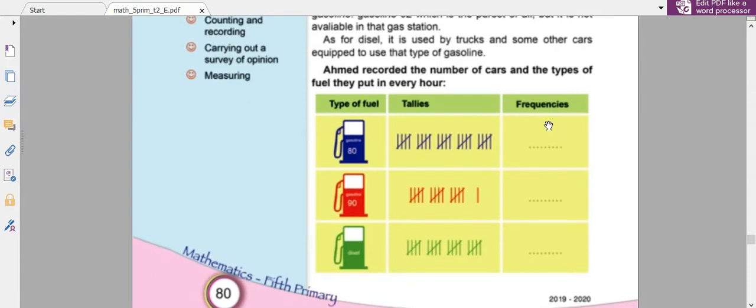So the frequencies here is collecting data by numbers. So we will translate these tally marks to numbers. We can see that this group has 5, so 5 and 5, 10 and 5, 15 and 5, 20 and 5, 25. So the frequency is 25. Let's try it.